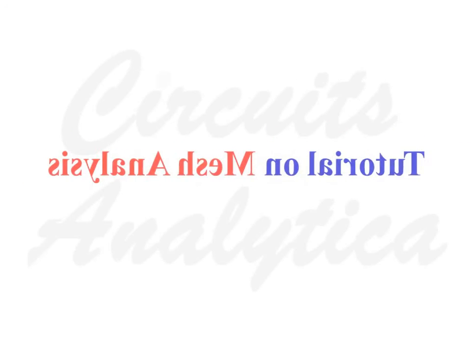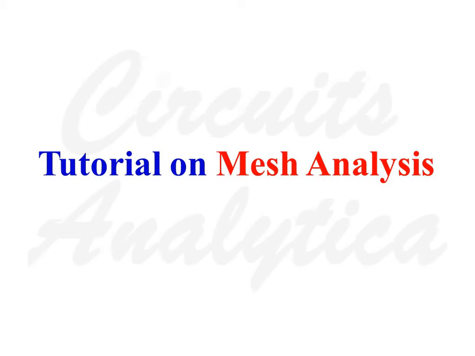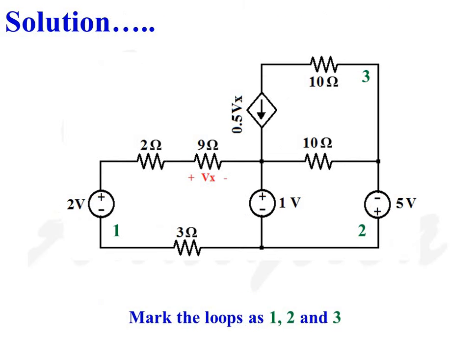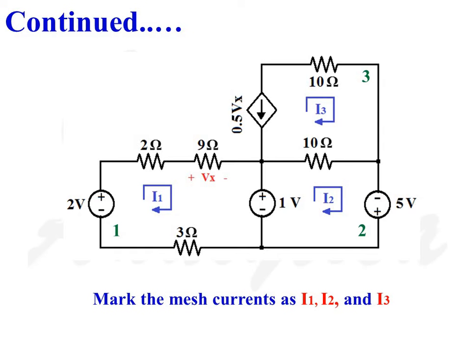In this video, we will discuss a tutorial on mesh analysis. For the following network, define three clockwise currents and find their values using mesh analysis. Mark the loops as 1, 2 and 3. Mark the mesh currents as I1, I2 and I3.